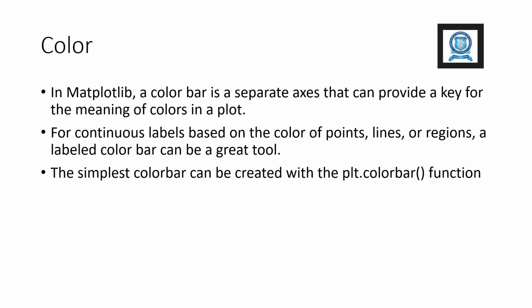Color. In Matplotlib, a color bar is a separate axis that can provide a key for the meaning of colors in a plot. For continuous labels based on the color of points, lines or regions, a labeled color bar can be a great tool. The simplest color bar can be created with the plt.colorbar function.